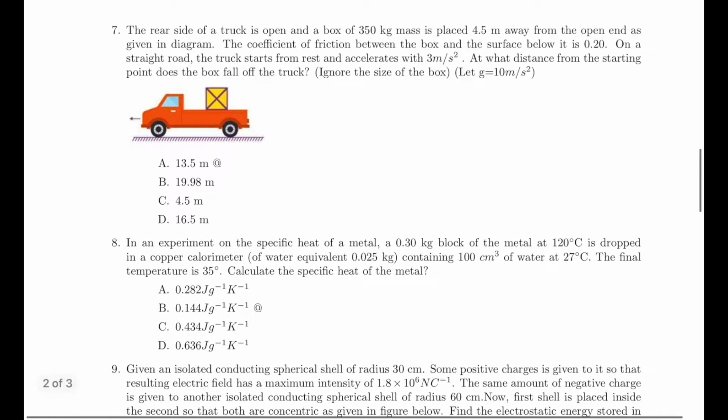Now the seventh problem says the rear side of a truck is open and a box of 350 kg mass is placed 4.5 meter away from the open end as given in the diagram. The coefficient of friction between the box and the surface below is 0.2. On the straight road, the truck starts from rest and accelerates with 3 meter per second square. At what distance from the starting point does the box fall off the truck?